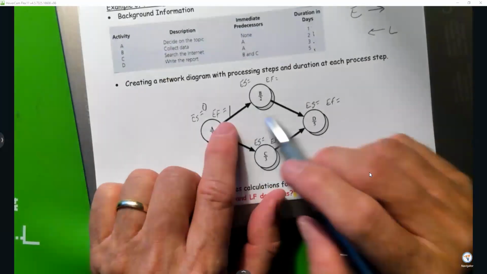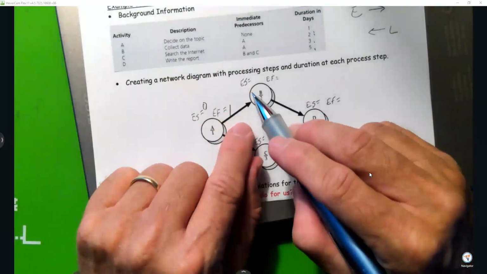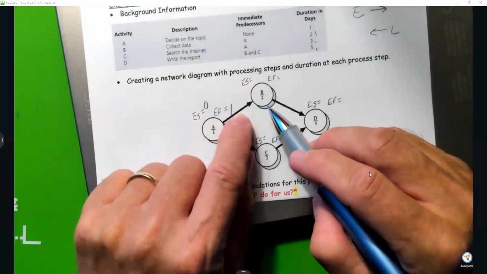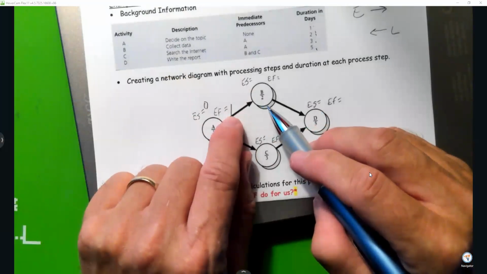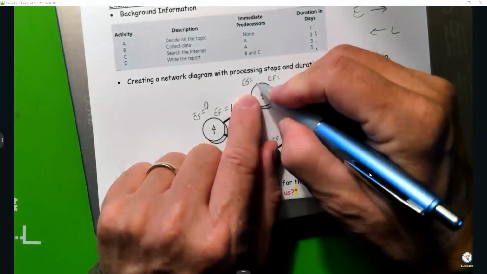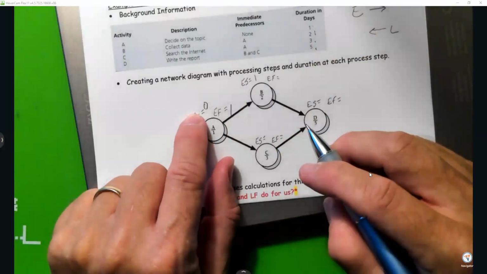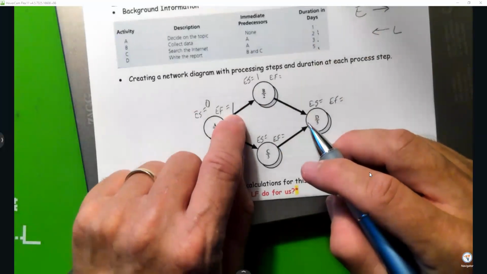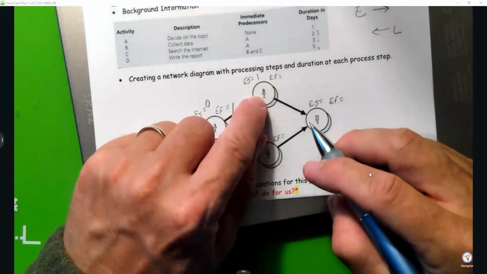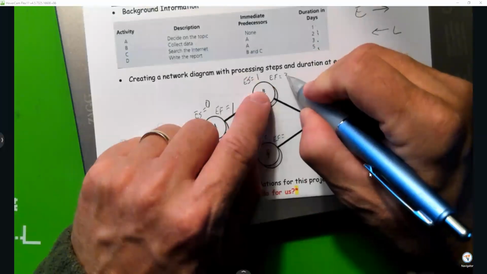Then I follow my arrows, and I say, if this process is done in 1 day, when's the earliest I can start this one? Well, I can start it as soon as I get it done. I can start it after a day. So this is right now. In a day from now, I'm done. So in a day from now, they can start working on it, and it's going to take them 2 days to do it. So 1 plus 2, the earliest I can finish that one is the 3rd day.